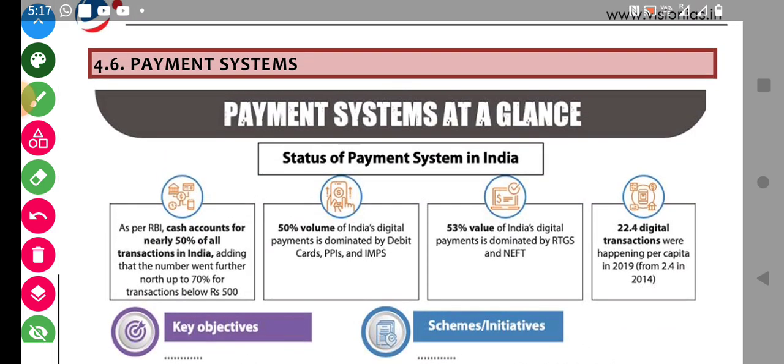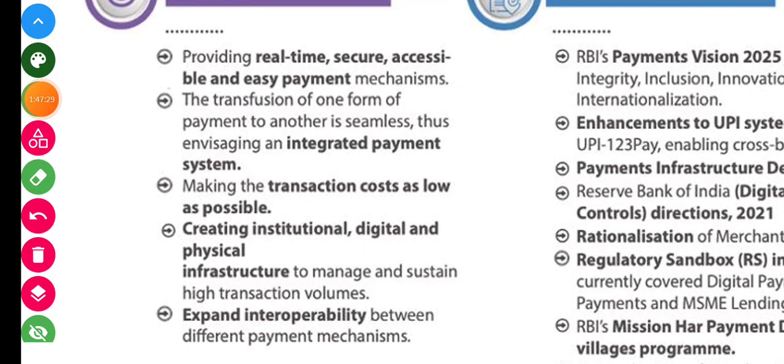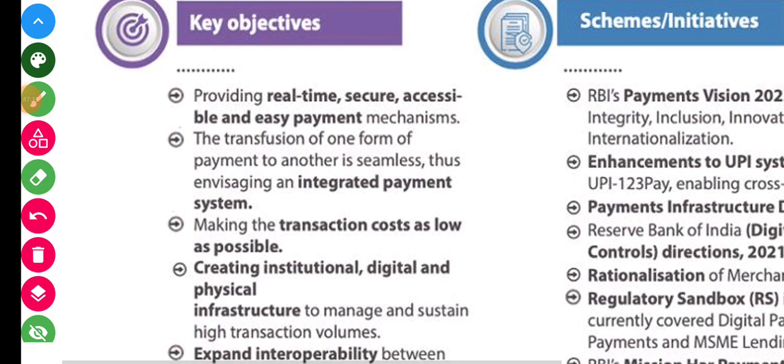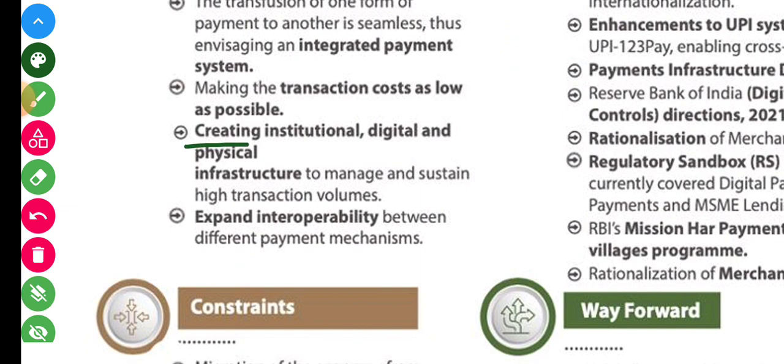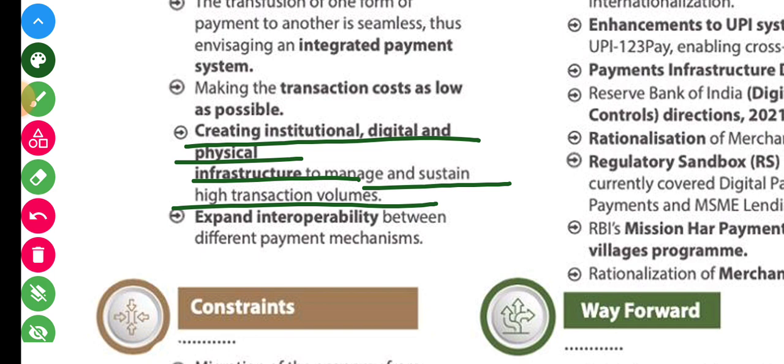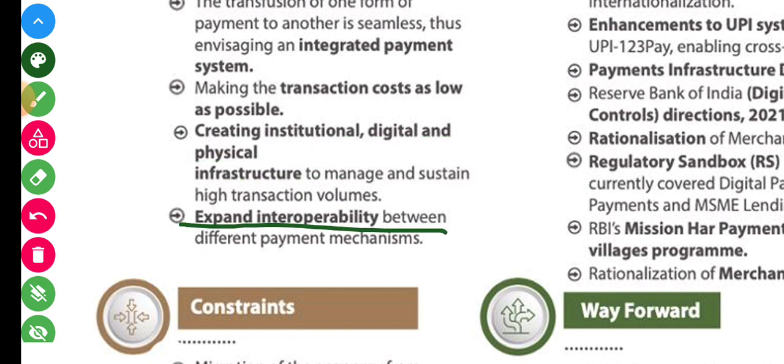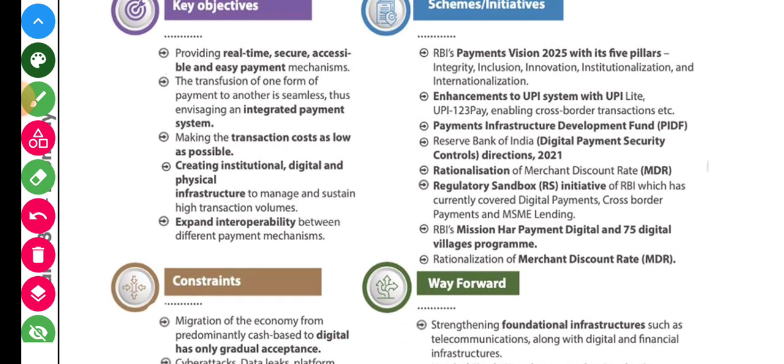Key objectives of the payment system: providing a real-time, secure, accessible and easy payment mechanism; an integrated payment system; making the transaction cost as low as possible; creating institutional digital and payment infrastructure to manage and sustain high transaction volumes; and expanding interoperability between different payment mechanisms. So keep this in mind.